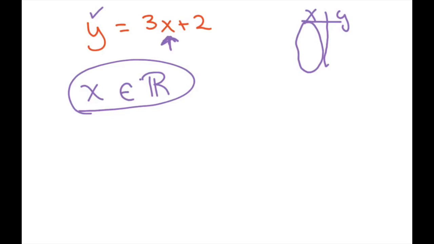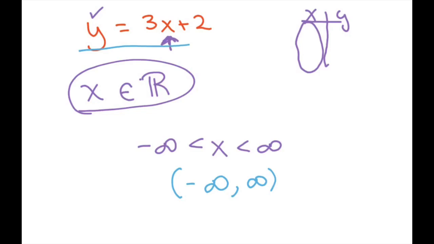Another way to write this would be that x is in between negative infinity and infinity. It can't equal infinity because infinity is not actually a number, so it can't ever equal it. It's just a concept. Or you could write it like this: negative infinity to infinity. So when you think about domain, think you want it to be all real numbers.